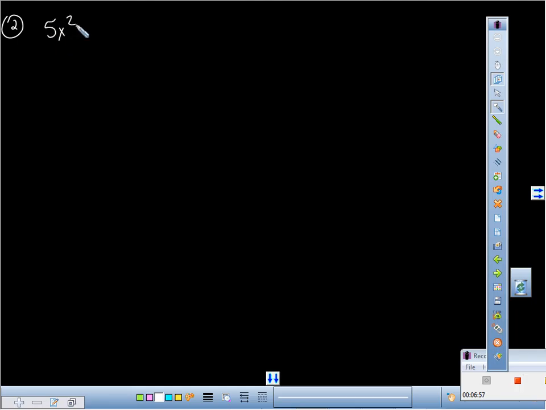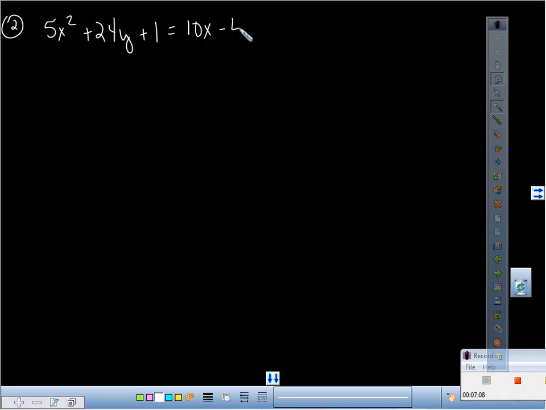5x squared plus 24y plus 1 equals 10x minus 4y squared. Okay, in order to talk about the x squared and y squared, where do they have to be? When you pull this negative 4y squared over here, it'll be a positive 4y squared. Then they'll have an x squared and a y squared, same sign, but different coefficients. That's what makes that thing an ellipse.